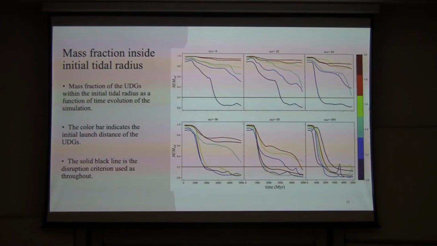Now, what is this solid black line? This is just a criterion for us to get a better idea. I consider this a disruption criterion for when the UDGs are undergoing disruption. So if the mass fraction goes below 20%, then we consider the UDGs to be significantly disrupted or undergoing disruption. Eccentricity plays a very important role in these simulations.